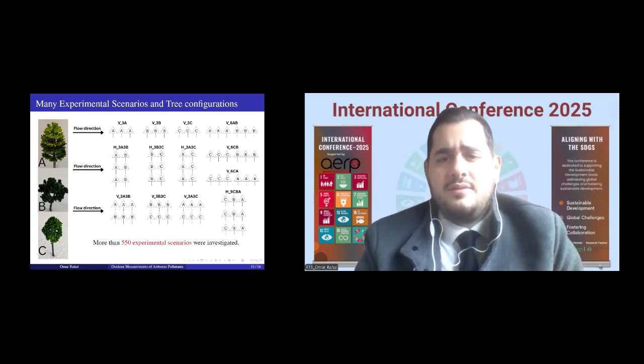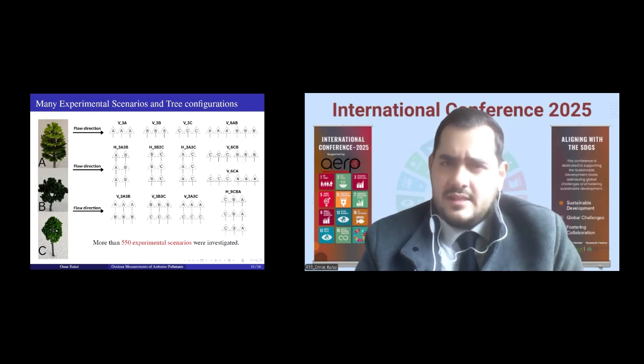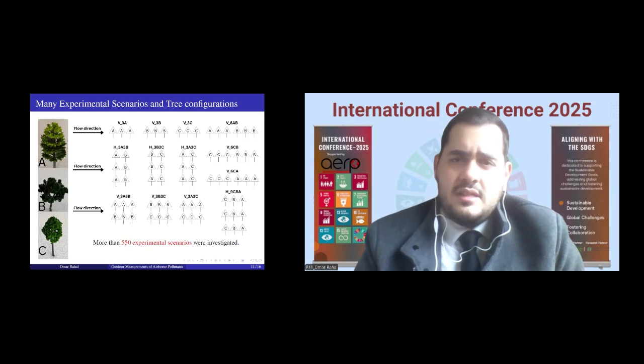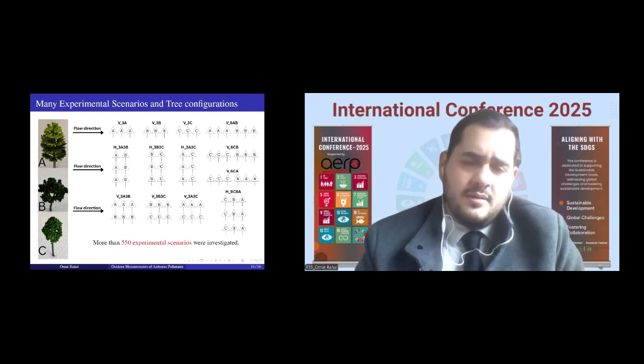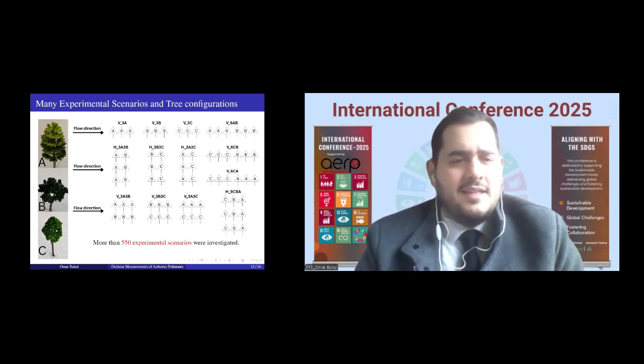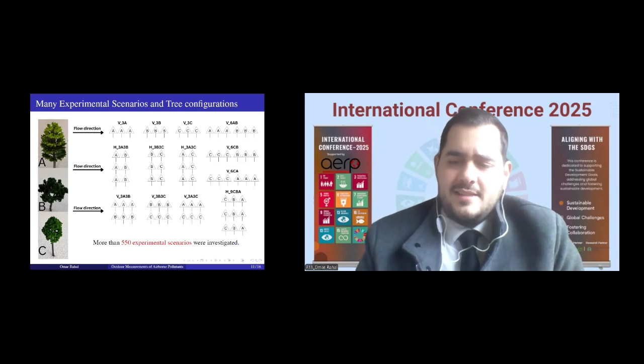More than 550 experimental scenarios were investigated. And on the left, you can see the types of trees that I used. They are very tiny, by the way. So the highest one is 11 centimeters and the lowest is 6.